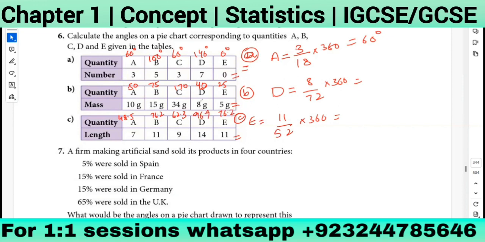So I have written all the degrees for A, B, C, D, and E. You can take a picture and do it later for yourself. All will be done in a similar way. For part A, the total sum is 18. For part B, the total sum is 72. And for part C, the total sum is 52.